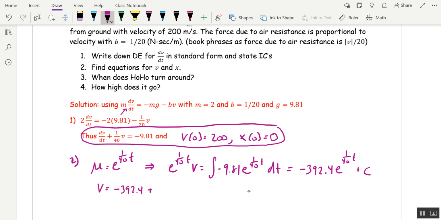plus C e to the negative 1 over 40t, and use V of 0 is 200 to solve for C. Get 200 equals negative 392.4 plus C. So C is 592.4.